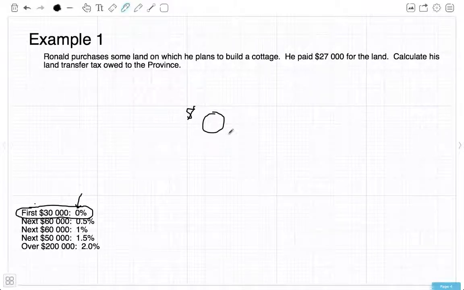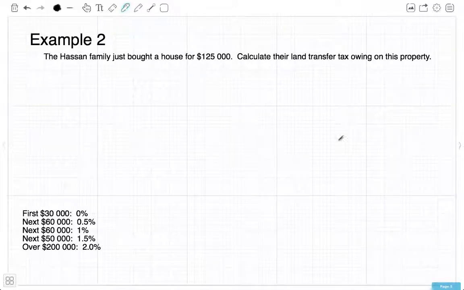That's a nice easy example, not realistic for something you're going to see on a test or an exam. So let's move on to a trickier example. In example 2, we've got the Hassan family who just bought a house for $125,000. Calculate their land transfer tax owing on the property. We have to work through a question like this step by step because of the different levels and different rates of tax at each level.